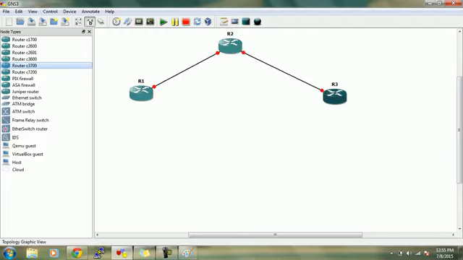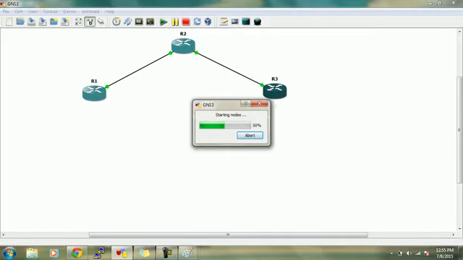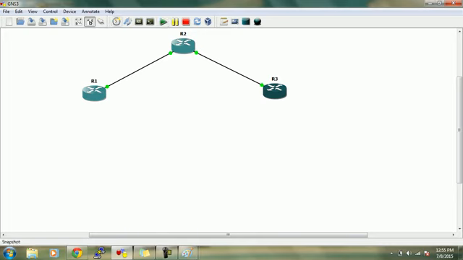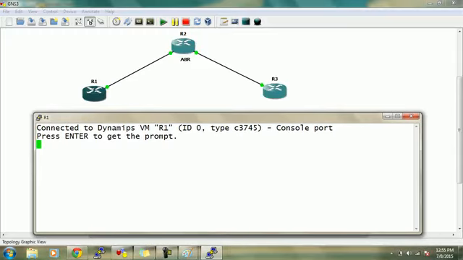Between 1 and 2 we will run area 0. Between 2 and 3 we will run area 1. So here R2 is acting as an ABR. Between 1 and 2 the network is 12. Between 2 and 3 the network is on 1, I will create a loopback.